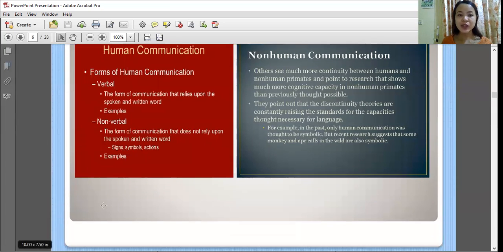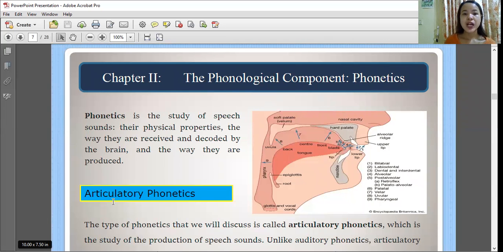And now let's go to chapter 2. I will talk about the phonological component, which we can call phonetics. What is phonetics? Phonetics is the study of speech sounds, their physical properties, the way they are received and decoded by the brain, and the way they are produced.